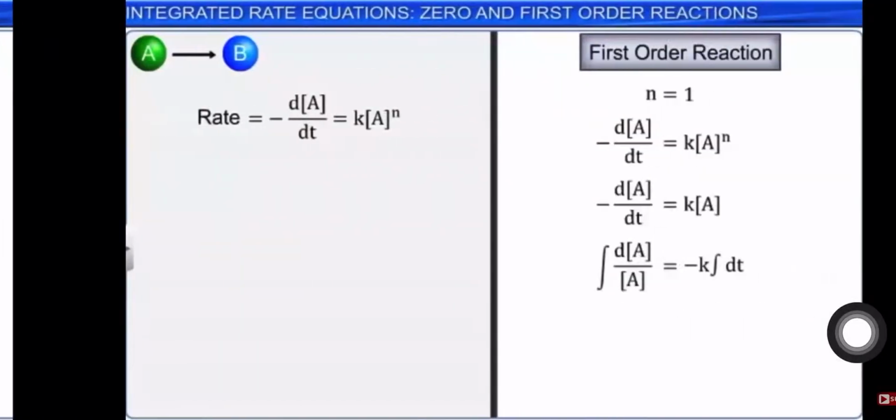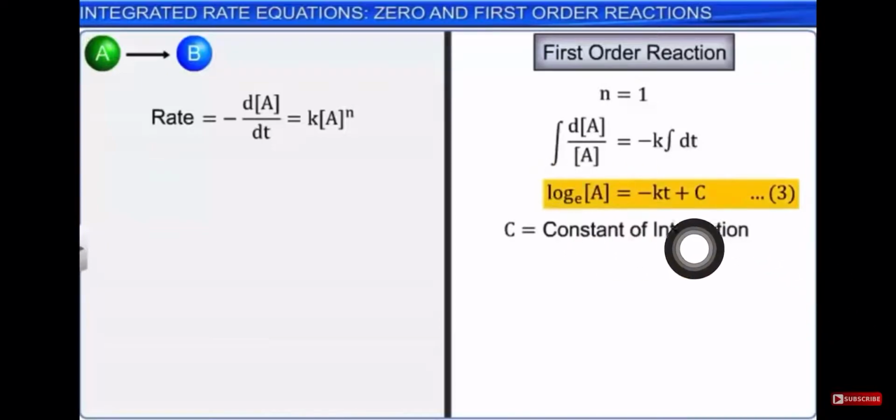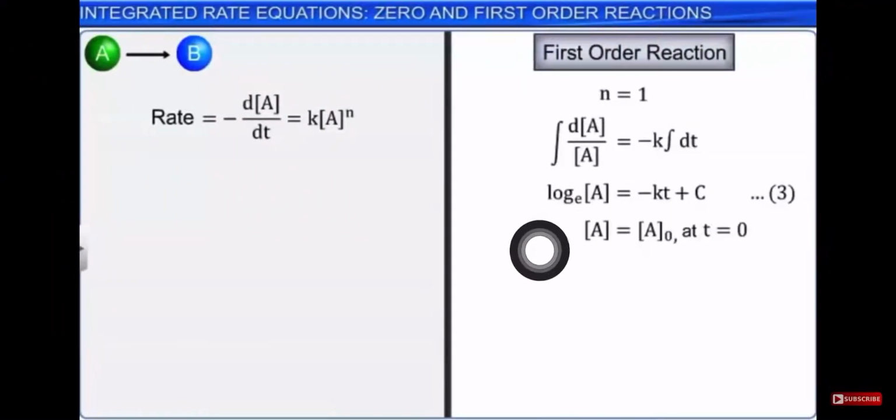Now if we integrate this, we get the equation: log to the base e of concentration of A is equal to minus KT plus C. Again, C is the constant of integration. I don't need to explain this in more detail because you have already learned these things in physics in 11th standard. So I'm going through this step by step, but if you find any problem, you can mention it in the comments, so that I can explain in more detail next time.